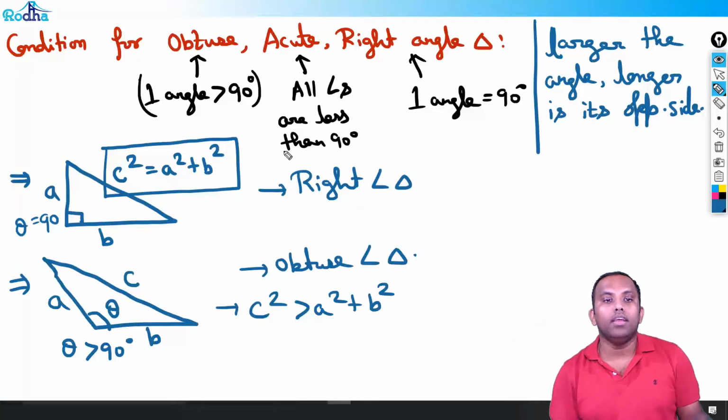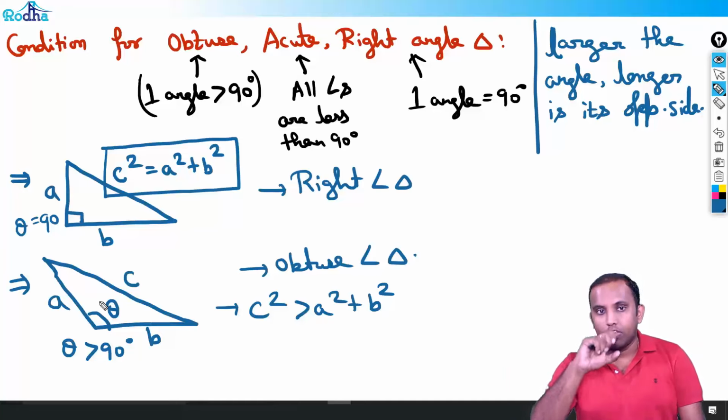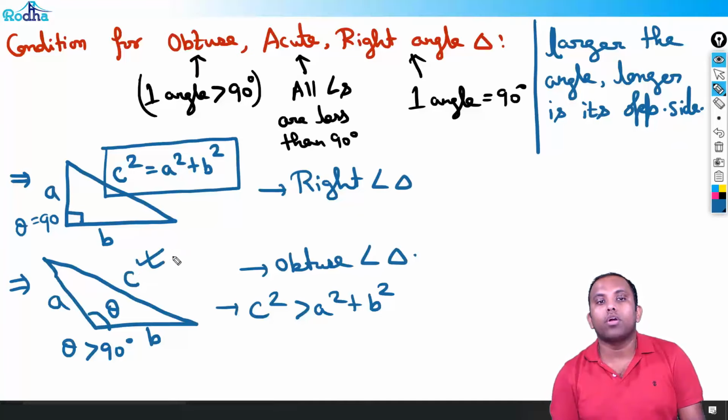So in an obtuse angle triangle, only one angle can be more than 90 degrees, right? Because the sum has to be equal to 180 degrees in any triangle. So if one angle is more than 90 degrees, the sum of the other two angles has to be less than 90 degrees, right? So that means this is the greatest angle here. That means C is the longest side. C has to be the longest side, right?